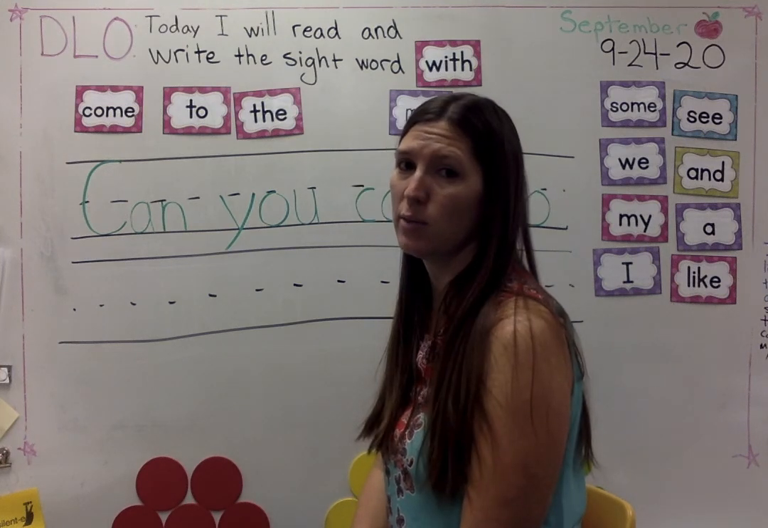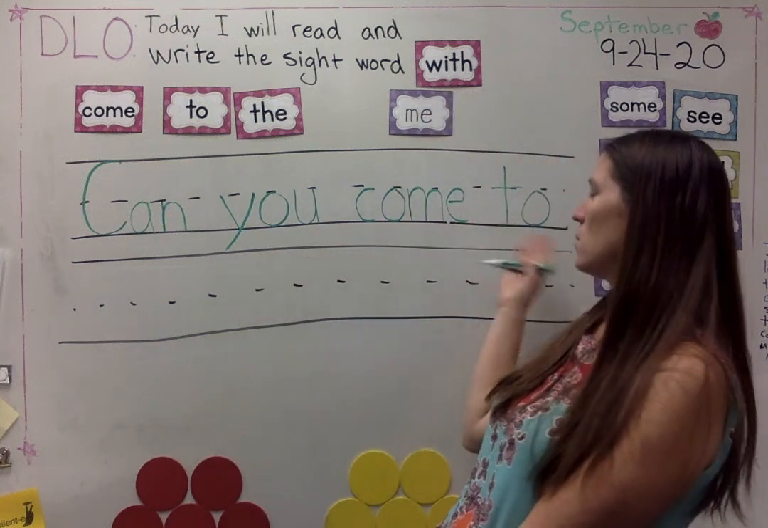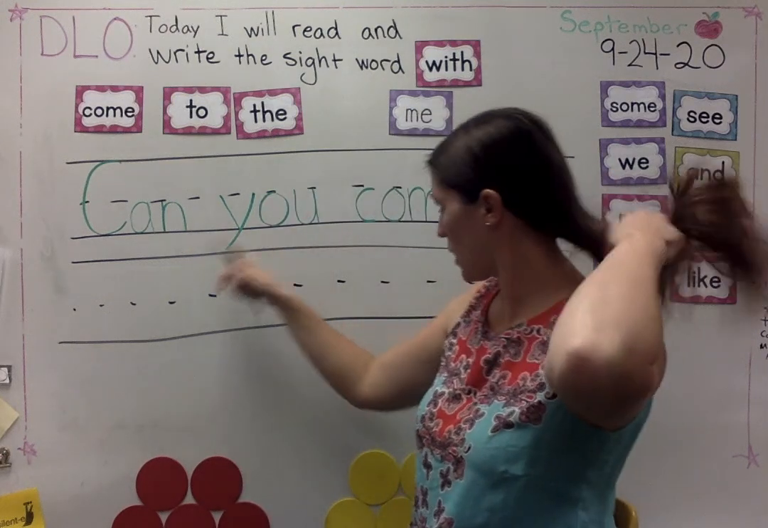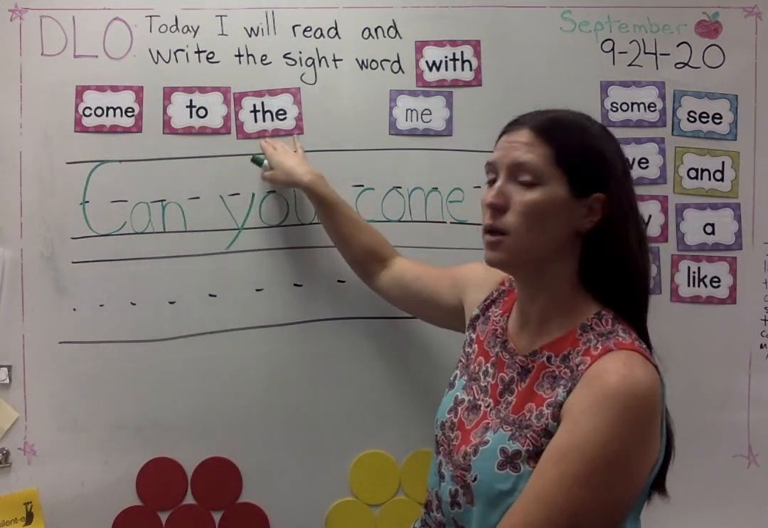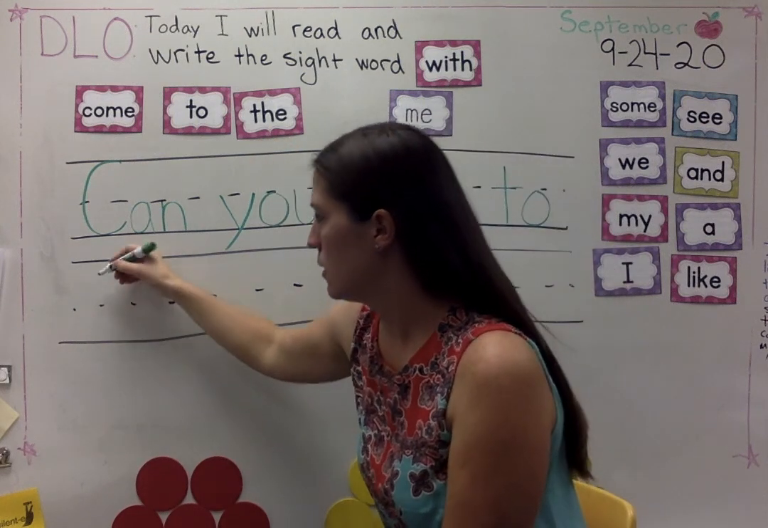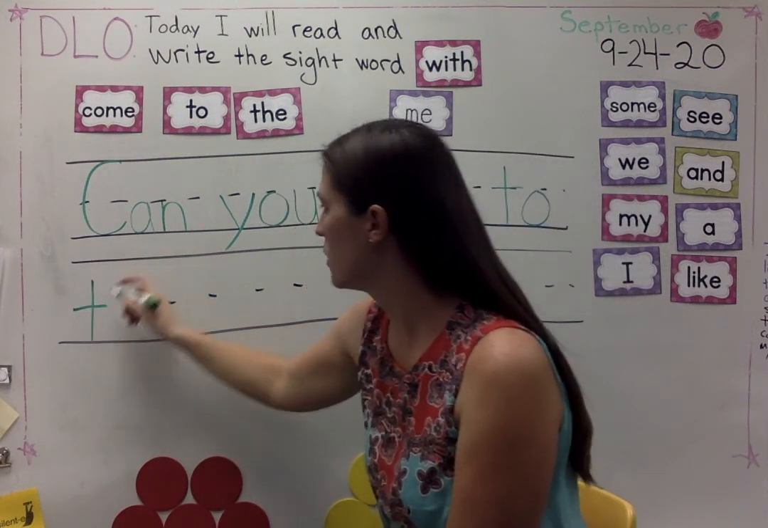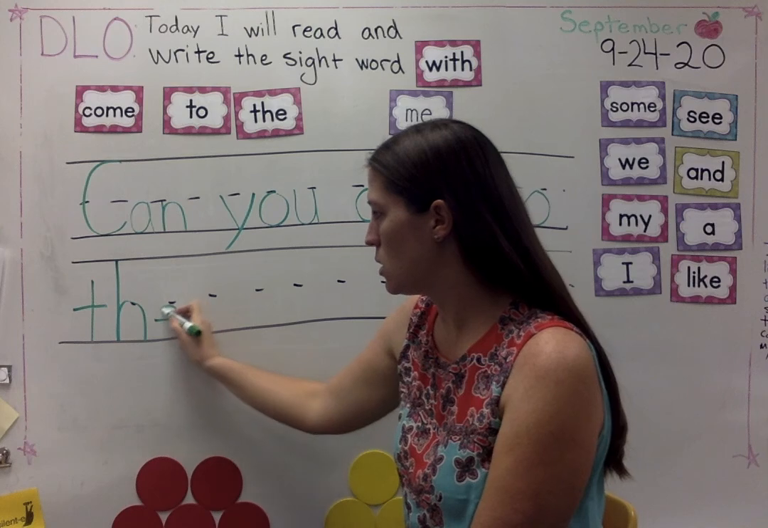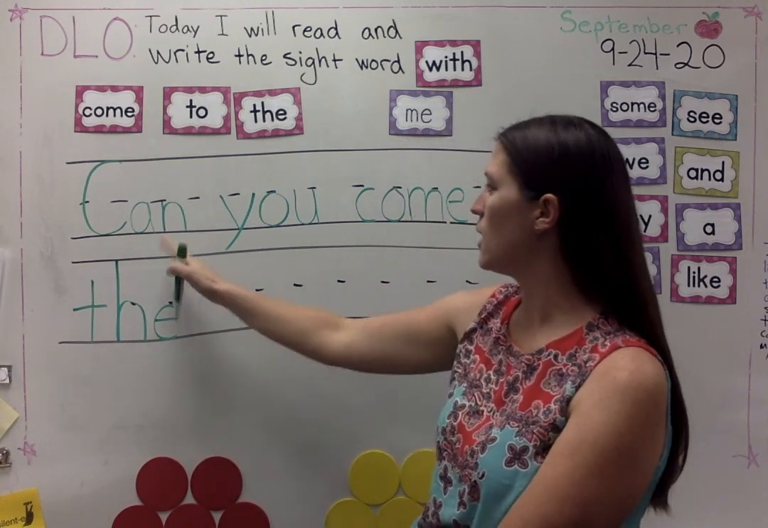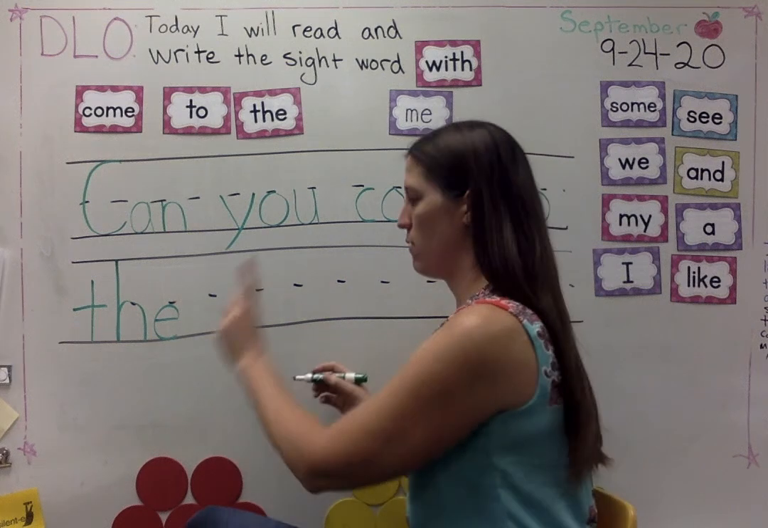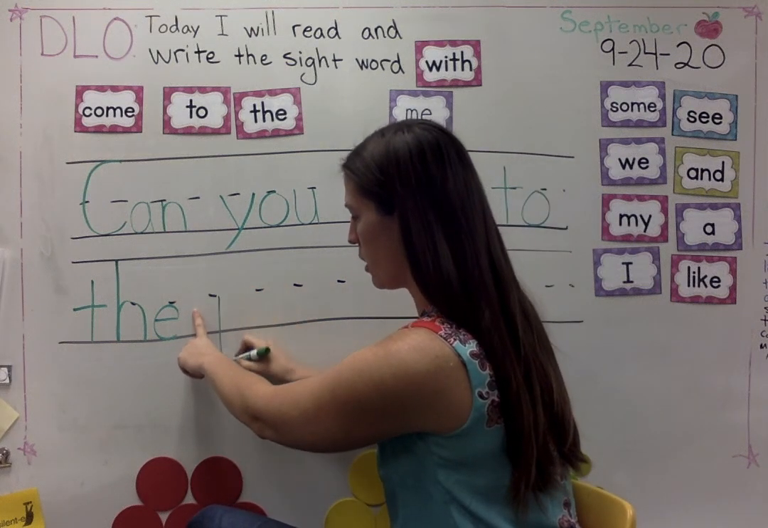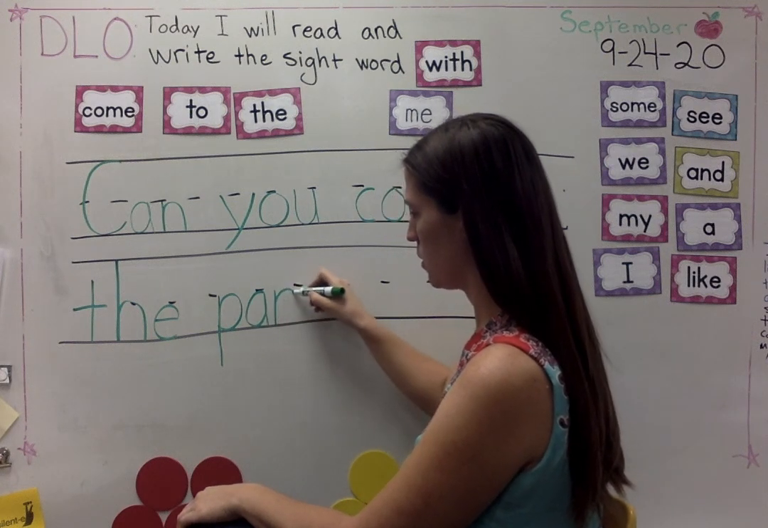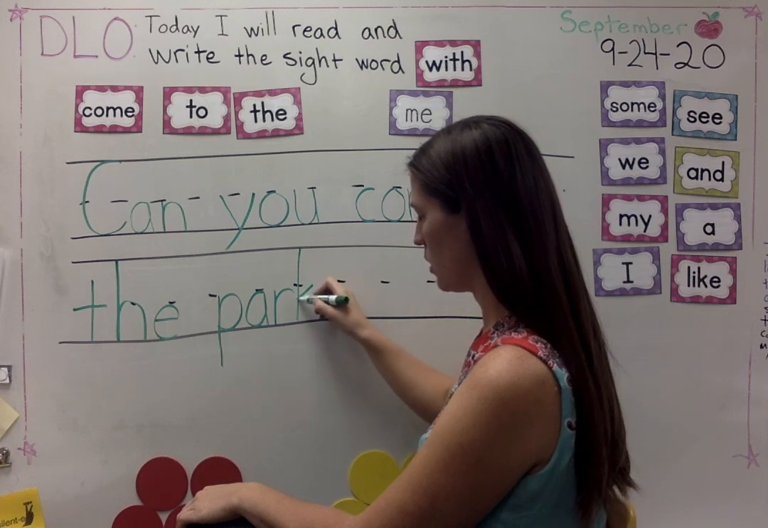I had something else written down, but we'll just leave it like this. Can you come to the park with me? The park with me will be the rest. Can you come to the, how do I spell the? T-H-E. T-H. E, T-H-E. That sounds too spelled out. You see? Can you come to the park? Finger space. P-A-R-K. Down, kick in, kick out.